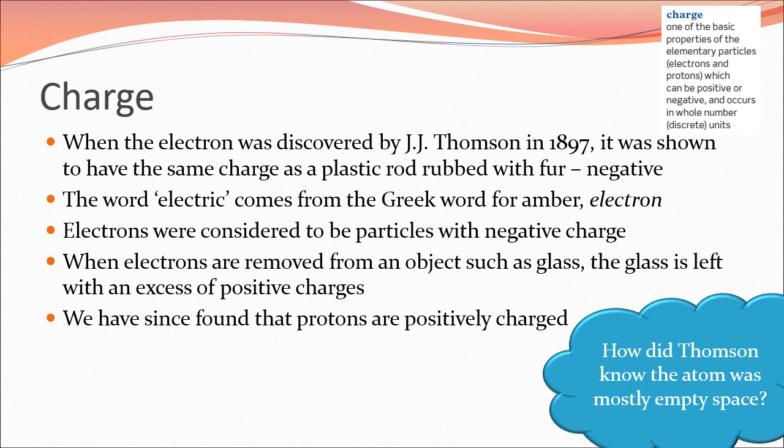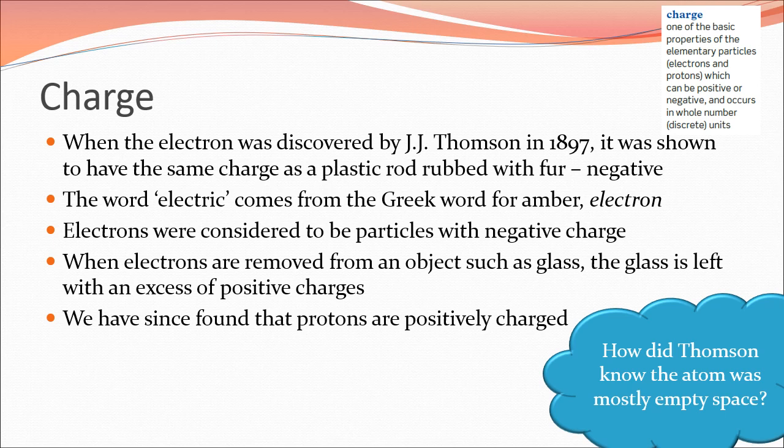Since the discovery of the electron, we've now found out that the protons are positively charged, and as we talked about in the nuclear physics topic, the number of positive and negative charges in the atom balance each other out. So up the top there's a definition from the textbook. Charge is one of the basic properties of elementary particles, which are protons and electrons, which can be positive or negative and occurs in whole numbers or discrete units.